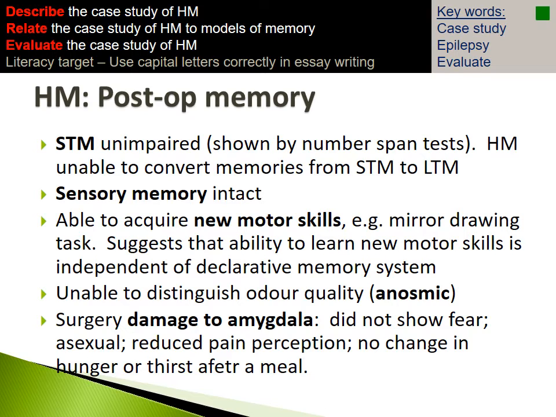So the problem with HM was that he was unable to convert memories from short-term into long-term memory. This is support for the multi-store model because it suggests that the short-term memory and the long-term memory are separate stores.